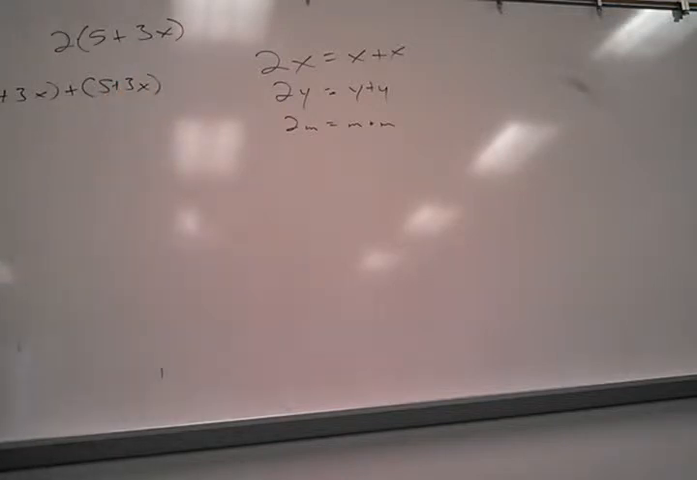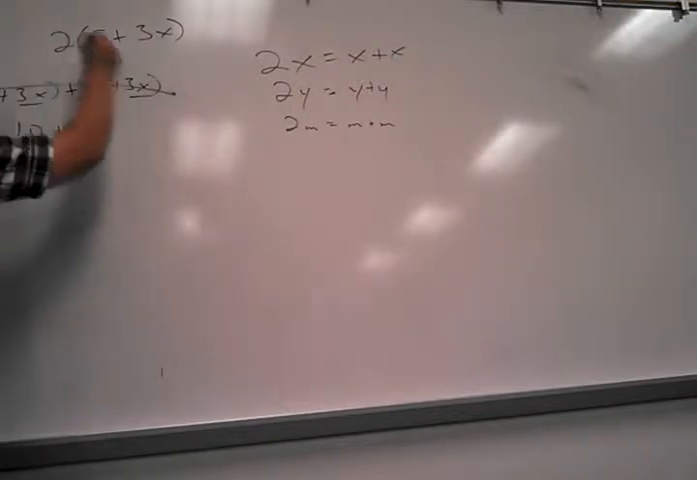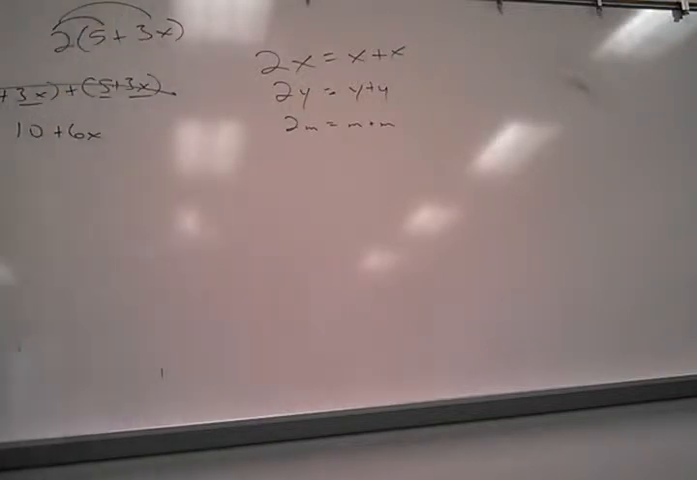Then I can use commutativity and associativity and all that, or you just realize it's all addition, so who cares? I can add in whatever order I want to. What's 5 plus 5? What's 3x plus 3x? So why would you do this? The shortcut is the appropriately named distributive property, right? Distribute the 2 to both.